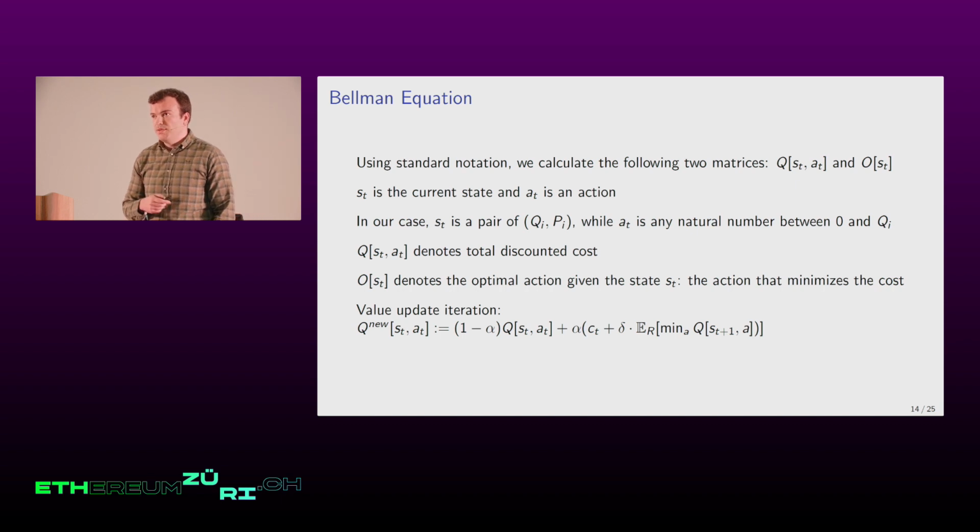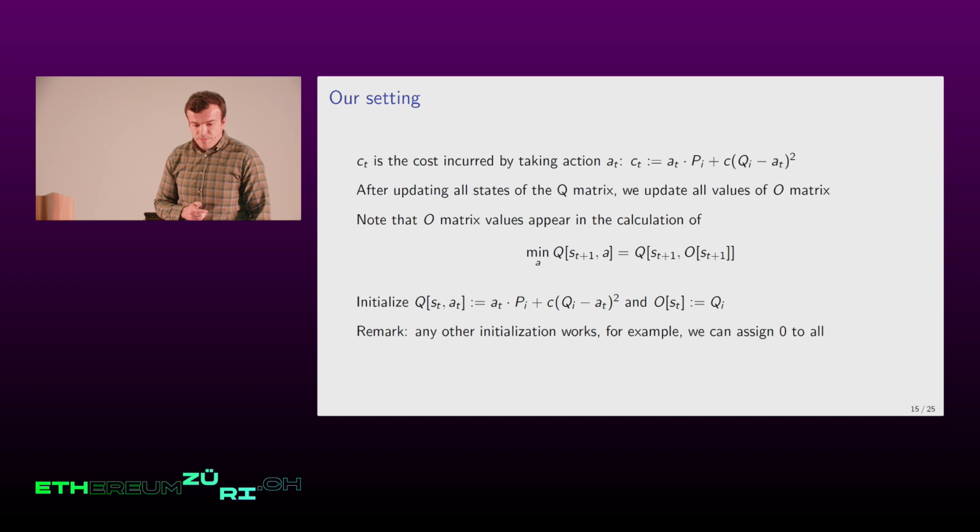So we assume that in the future we will optimally distribute or post the batches. Okay, so this is a very clean iterative formula. And I already explained what CT is. That's the cost that is incurred by taking this action AT.